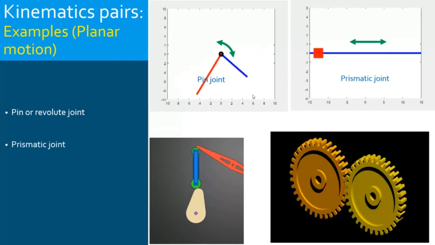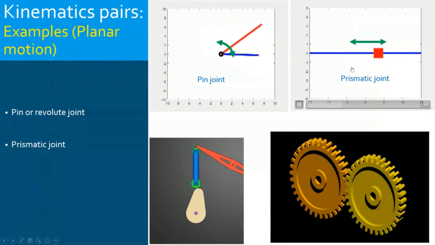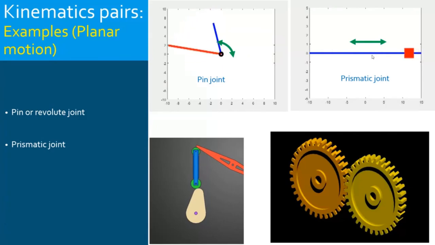The other example is the prismatic joint here on the top right. Here it is a slider which is translating relative to the other one. What we have blocked is the vertical translation, and also the box, or the slider, cannot rotate relative to the blue bar. So in the prismatic joint we also allow only 1 degree of freedom, which is one translation. We cancel 2 degrees of freedom: the perpendicular translation and the rotation.